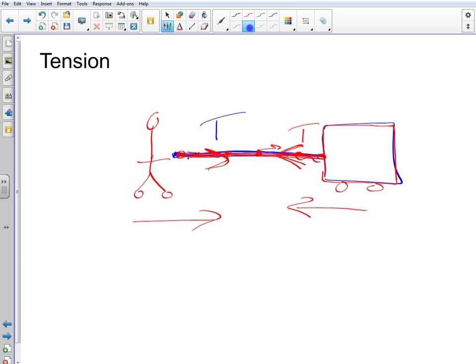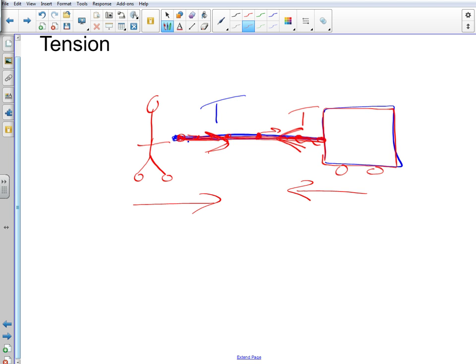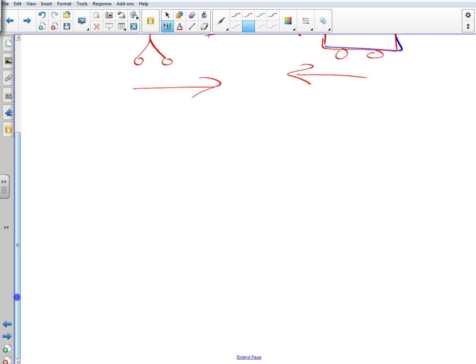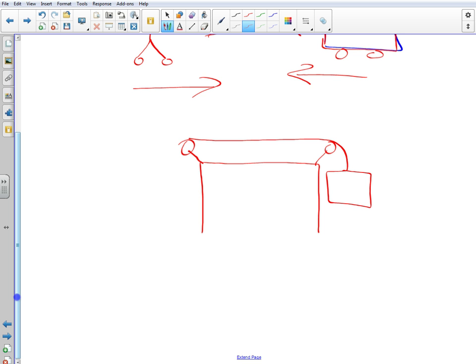But here's the interesting thing. A common physics question that will almost certainly show up somewhere is the following. Let's say I have a table, a couple of pulleys, and a string between them, and then off of this string I hang some mass m, and I hang an identical mass m here. What's the tension in the string? What's the tension force everywhere in the string?